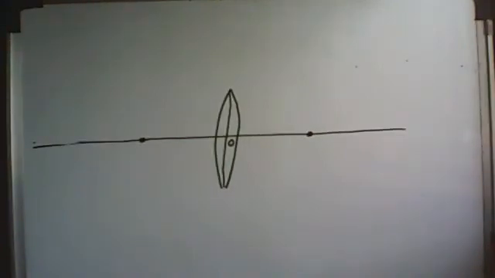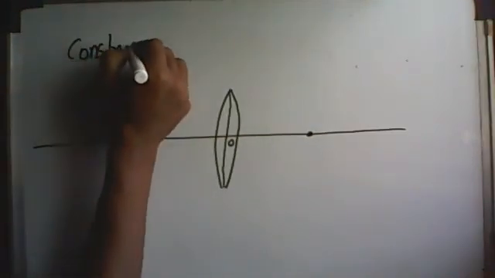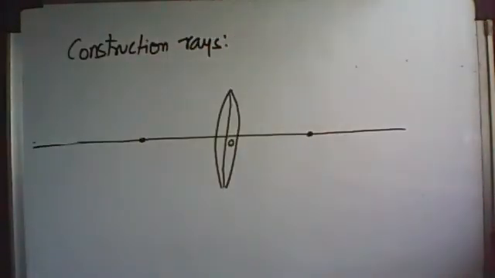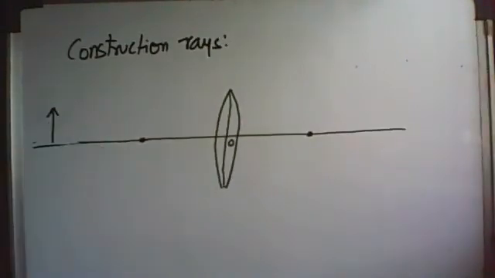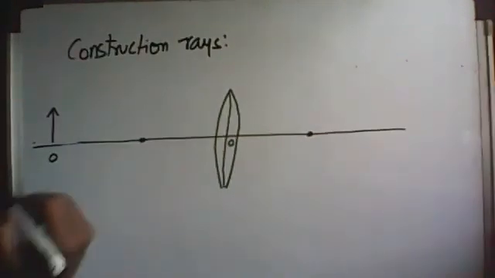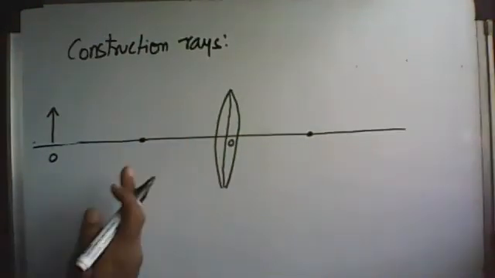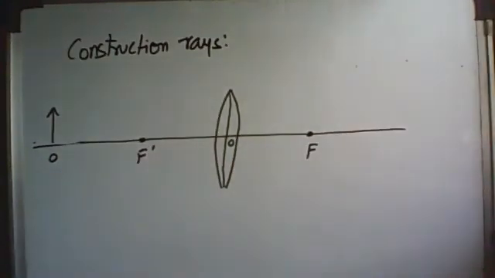Okay, construction rays. So you assume an object, usually labeled small o, at some distance away from the focus. So this is kept as the focus, and this is the primary focus and the secondary focus. So what do we know about it?